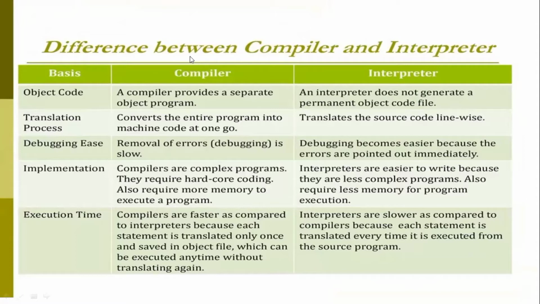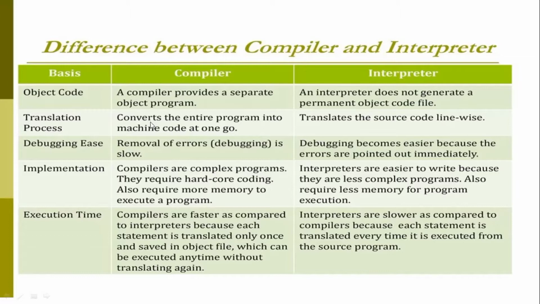Let's come to the differences between compiler and interpreter on the basis of object code, translation process, debugging ease, implementation, and execution time. When we talk about object code, a compiler provides a separate object program. It will give you a separate machine code that will be saved separately and can be run on its own, like we have studied in the previous slides. A compiler will provide us with a machine code which is a separate complete file saved in a memory location, and we can use it whenever we want, we'll just click on it.